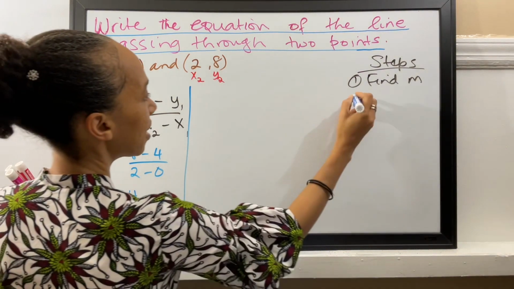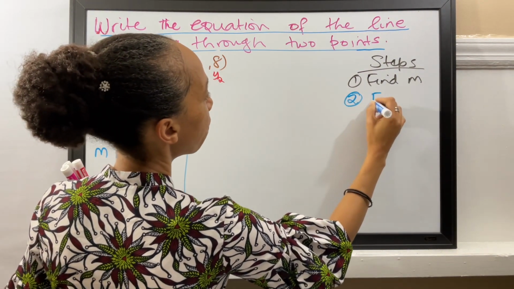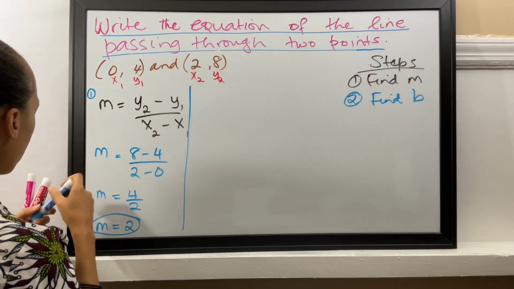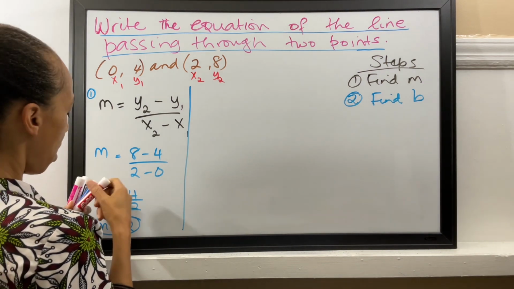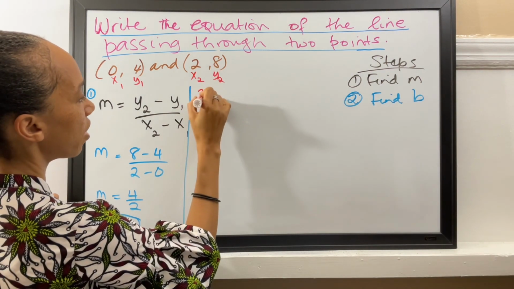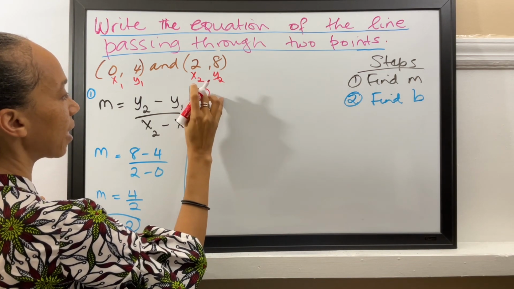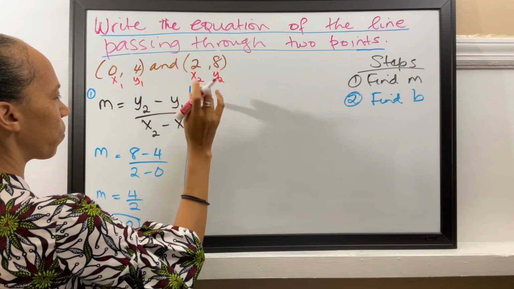All right, then step 2, we need to find b, which is our y-intercept, which is where the graph is going to cross the y-axis.